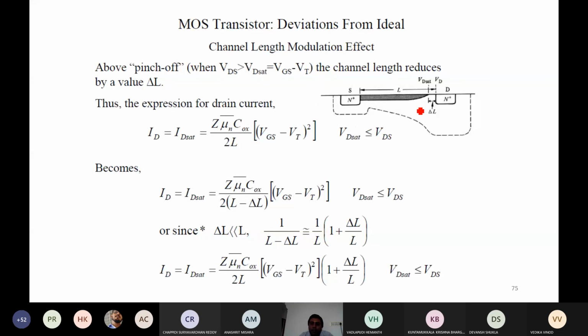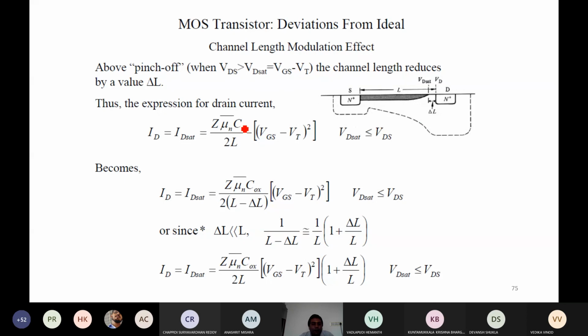the channel length modulation effect comes, and current increases, even though previously it was constant. The drain voltage was losing control on the drain current after the pinch off comes and after VD set is applied. But after a certain value, there will be some increase when delta L is comparable to L. In that case, a little increase of current is possible due to drain voltage. So the applied drain voltage is still controlling even in the saturation region, and a little increase happens. That is called the channel length modulation effect.